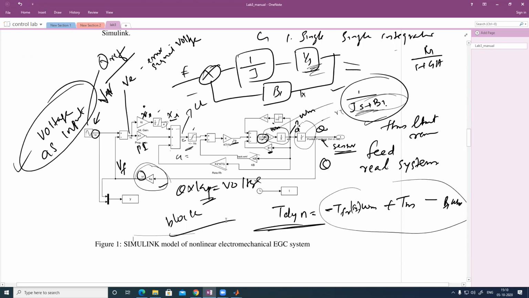So is it clear? So this T dynamic, can you explain again?